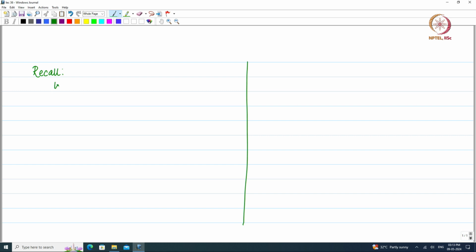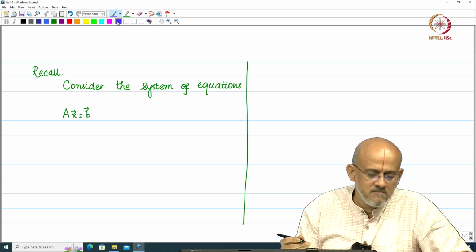Let us consider the system of equations Ax equal to b. This is what we have. Now depending on the nature of b, we are going to say this.